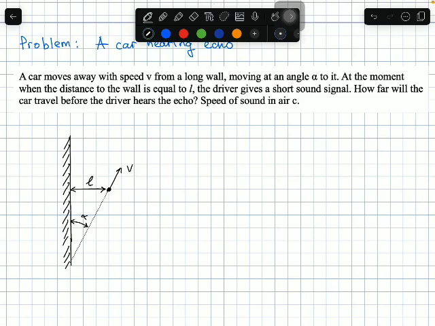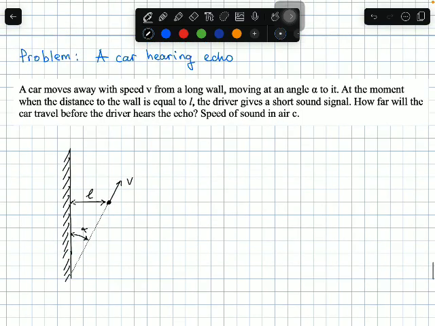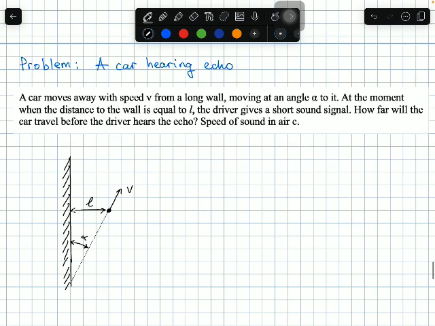Hello everyone. There is another very interesting problem. There is a car which is moving away with a speed of v from a long wall, and it's moving at an angle of alpha to it. At the moment when the distance to the wall is equal to L, the driver gives a short sound signal. The question asks how far will the car travel before the driver hears the echo. The speed of sound in air is given as c.